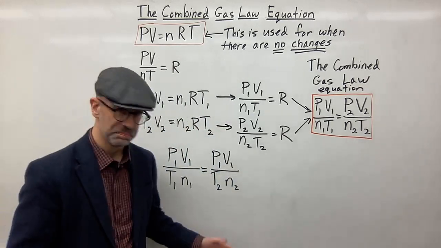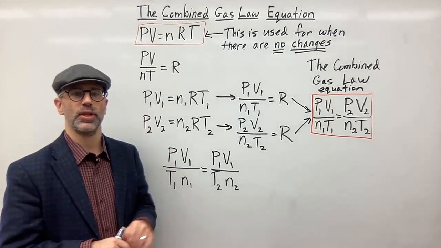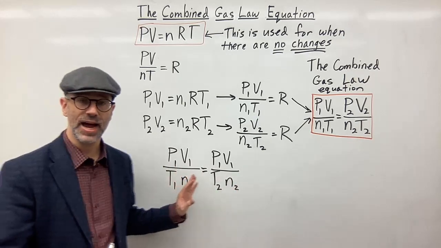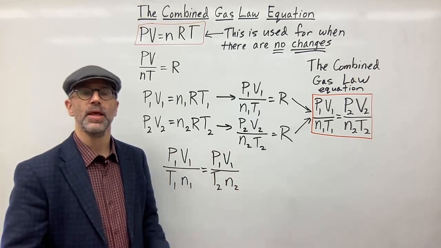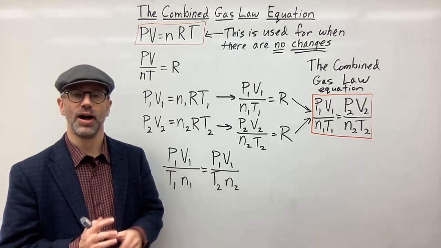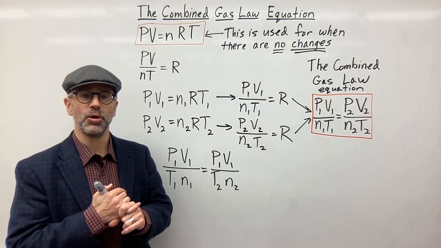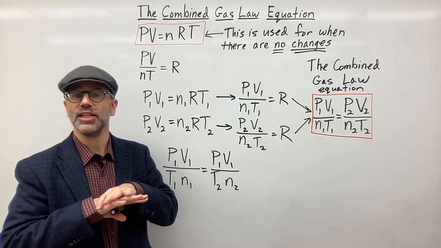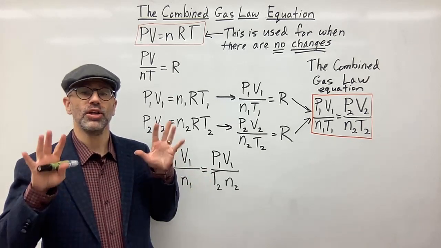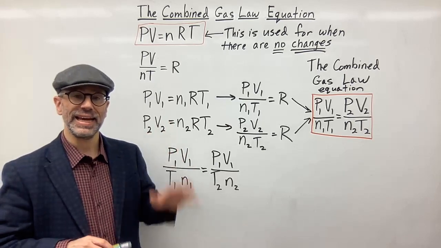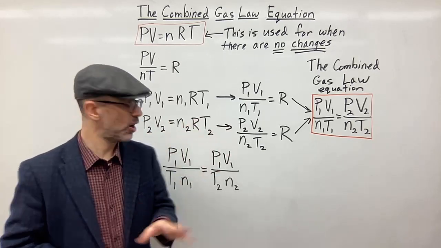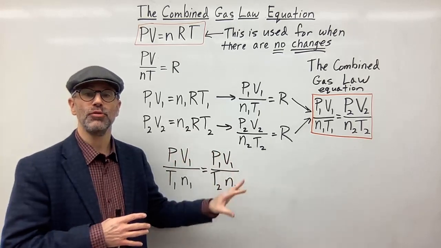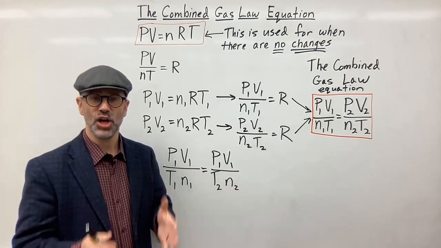Okay, so it's going to be really important, when you have a problem that involves changes in the properties of a gas, going from one set to another, to pay attention to what is held constant. If the problem tells you that something is held constant, or if it's not mentioned at all in the problem, then you can assume it's constant. In the case that it's constant, remove it from the equation. Whatever's left after you remove it is the equation you're going to use to solve the problem.